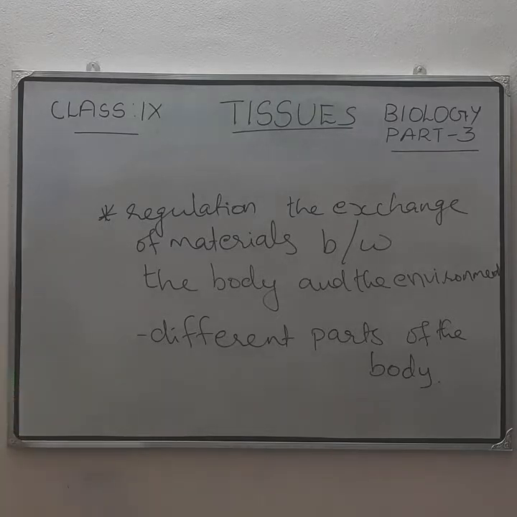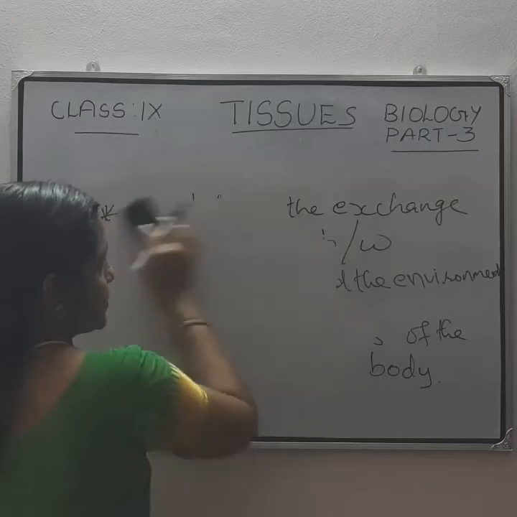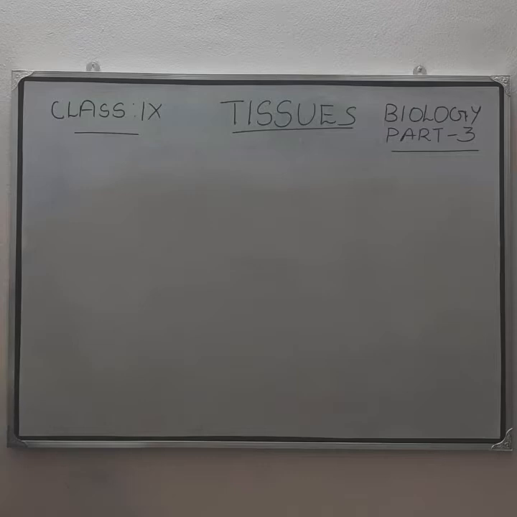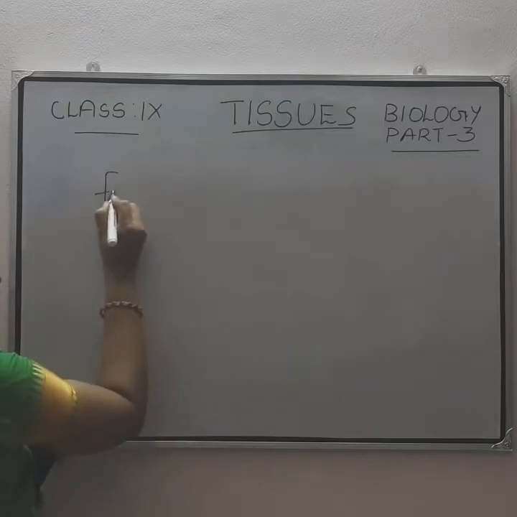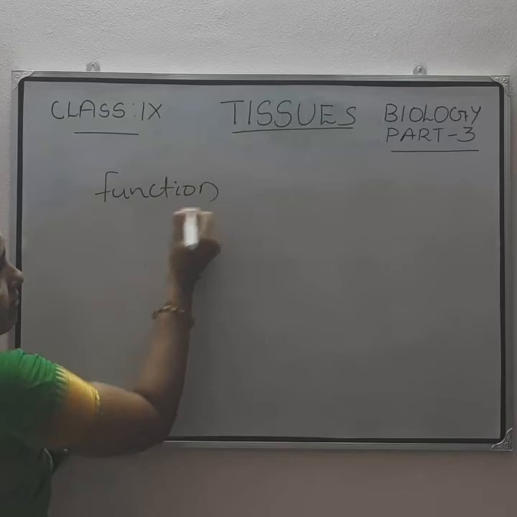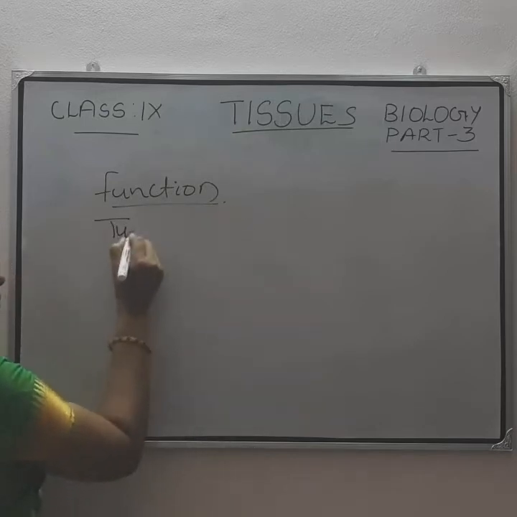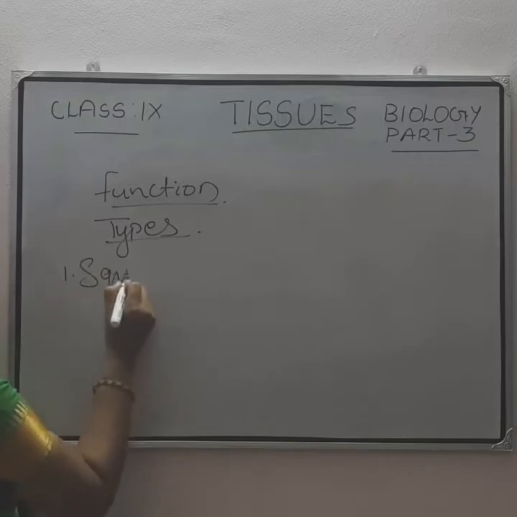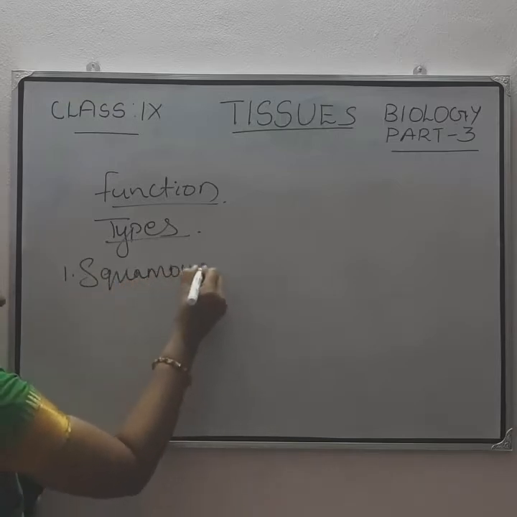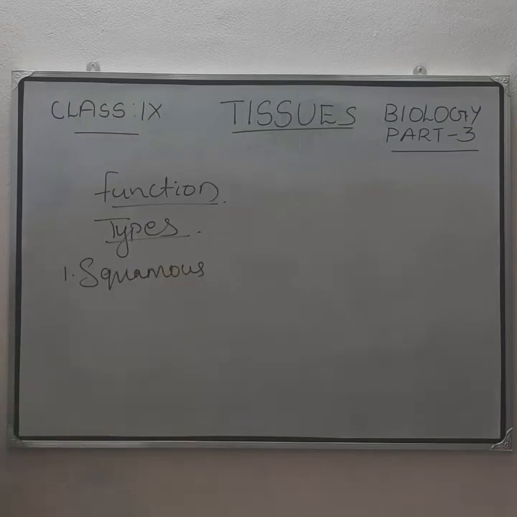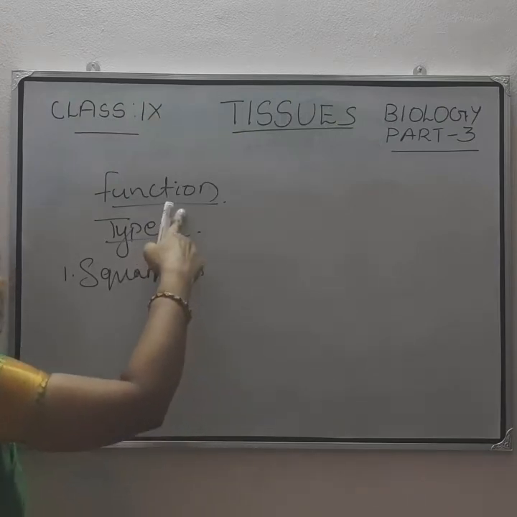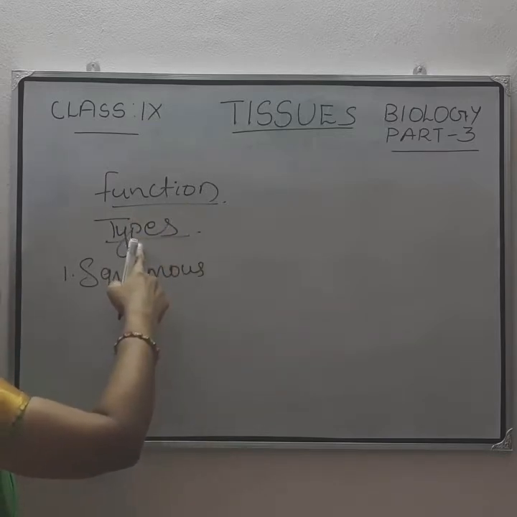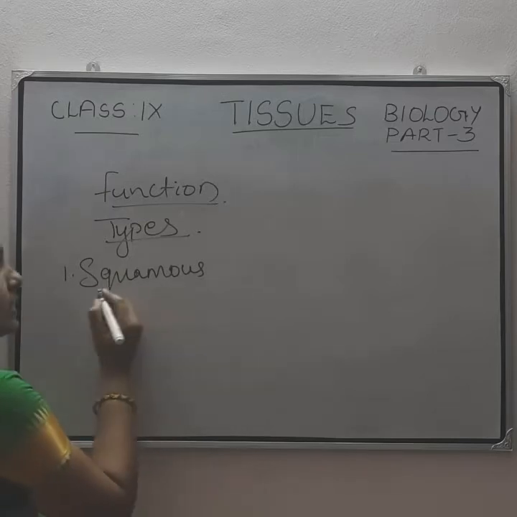Understand? The next is about the types of epithelial tissues. There are different types of epithelial tissues according to their function. The first one is squamous epithelial tissue. Based on what? Based on their function, there are different types of epithelial tissue. The first one is squamous epithelial tissue.